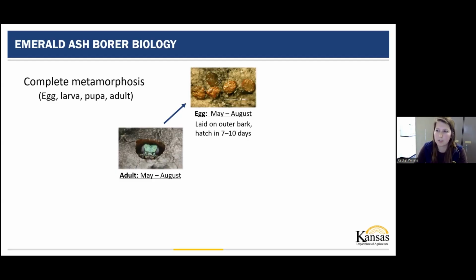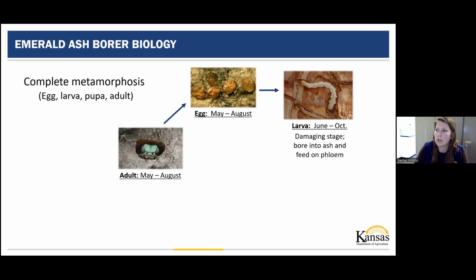And then the larvae will hatch from these eggs in about 7 to 10 days. So the larvae can be found from about June all the way into the fall. Once they hatch, they bore directly into the ash tree. It's important to know that this is the life stage that is the most damaging for the ash tree. They will bore into the ash and immediately begin feeding on those important functional layers of the tree.